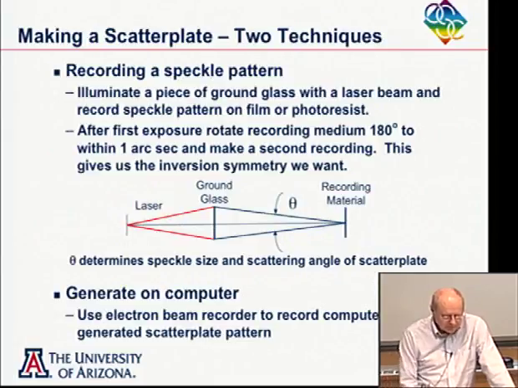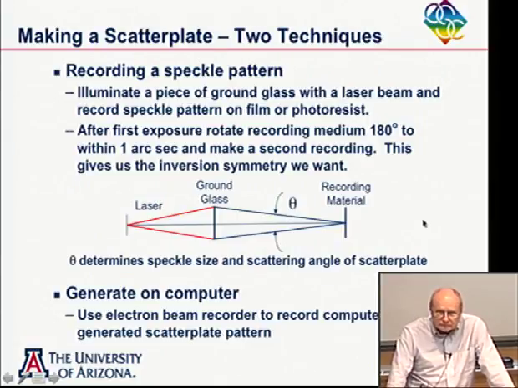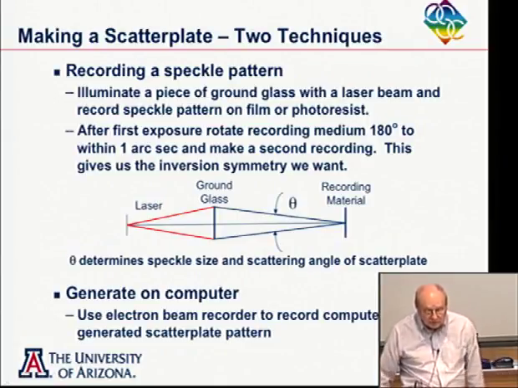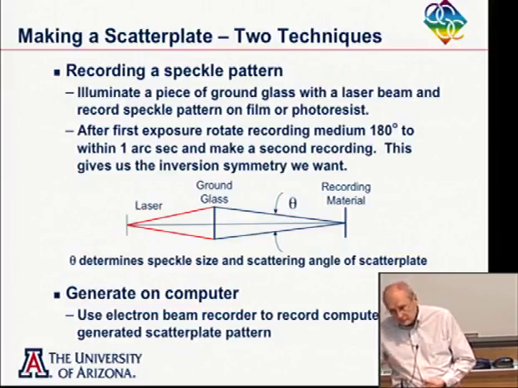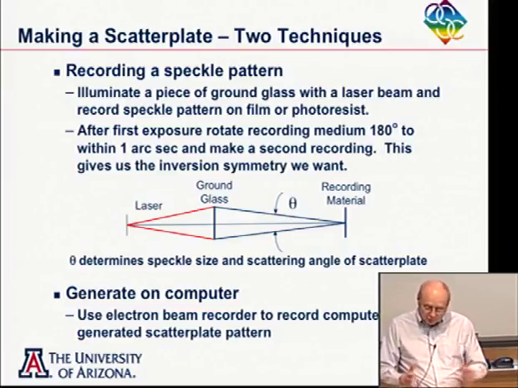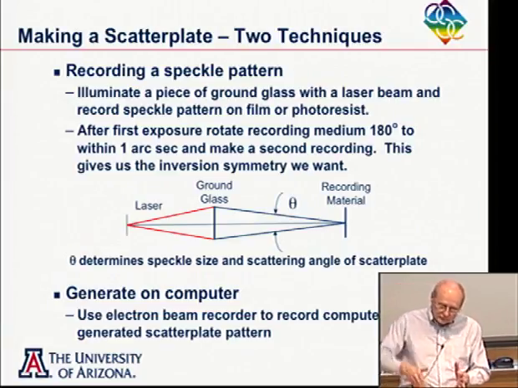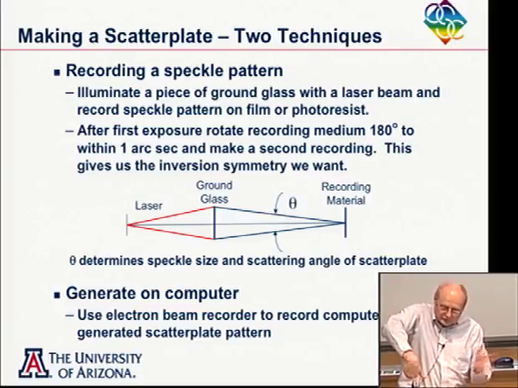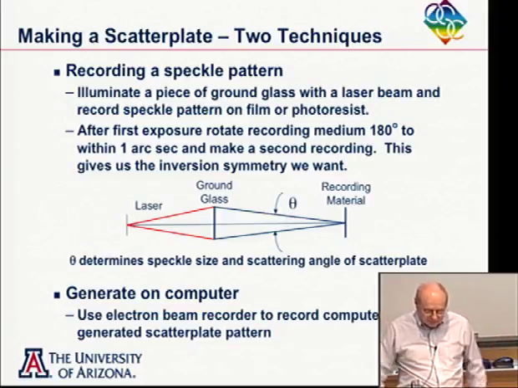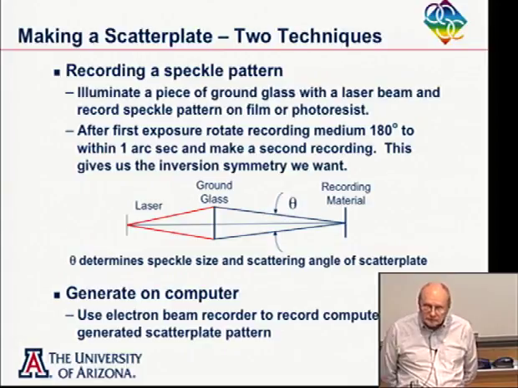Okay. So this, as I say, the theta determines the speckle size and then the scattering angle. Any questions on that? So you just take your recording material, photoresist, film, whatever, illuminate it with speckles, rotate it 180 degrees, make a second exposure, process that, and that's your scatter plate.